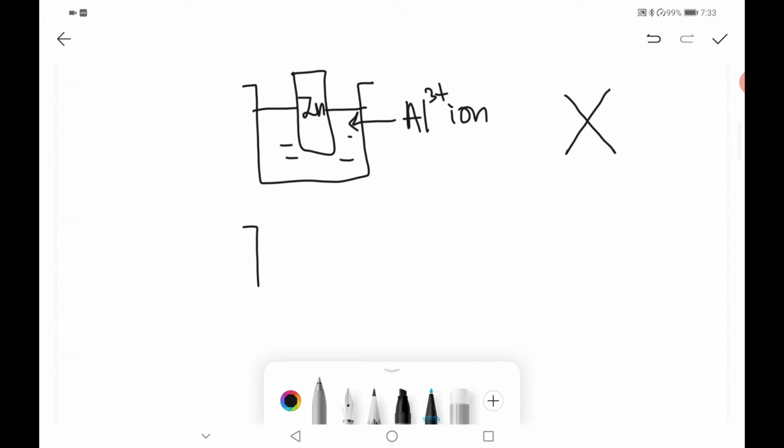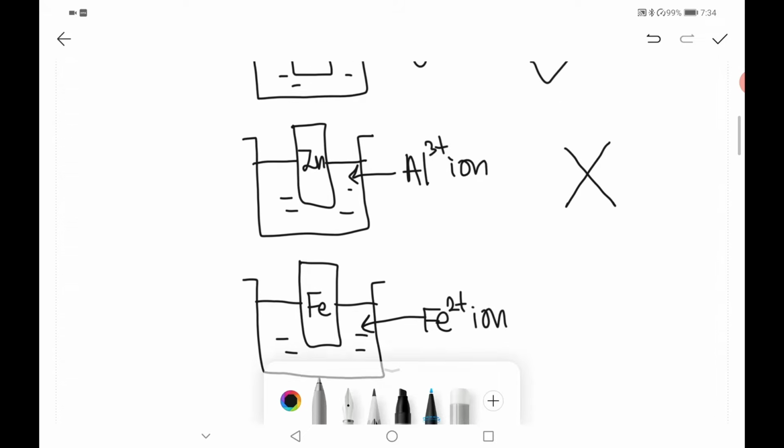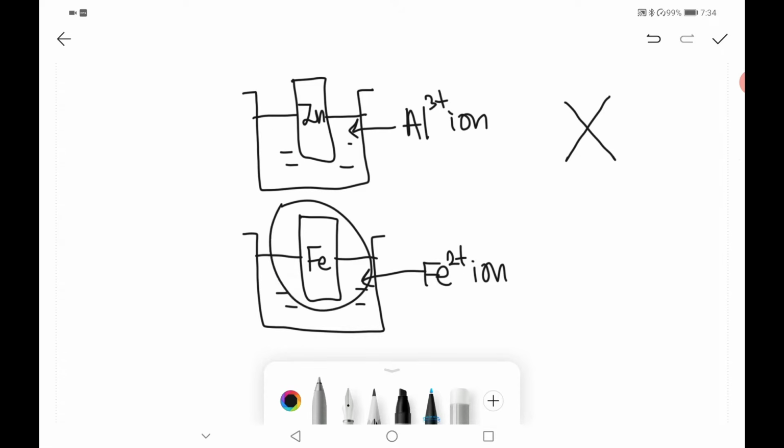Okay, the last one here. Let's say we put in iron, Fe, and then we put in Fe2+, the ion of iron. Can we call this a half cell? Check back: in order to be a half cell, the first requirement is that we must have a metal and we must have a metal ion. We have a metal, iron metal, and we have a metal ion, which is Fe2+.